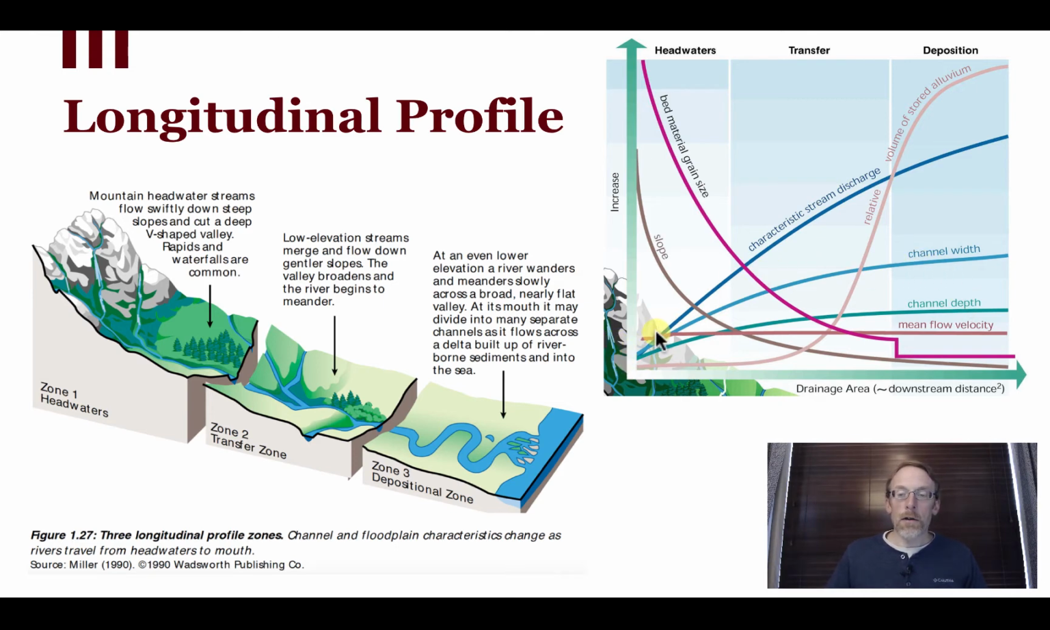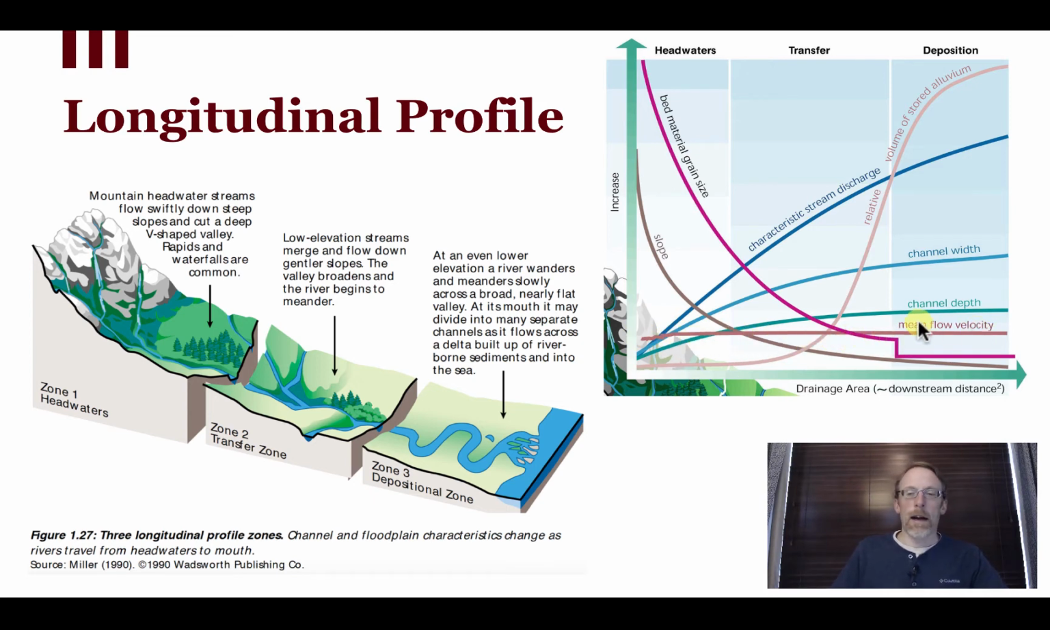The graph also shows you the longitudinal change in these other processes. Discharge generally increases in the downstream direction. That makes sense, that's intuitive. Channel width increases, think about that. The Mississippi River is wider in southern Louisiana near its mouth than it is where the stream begins in northern Minnesota. Depth generally increases. The Mississippi River is deeper as you go downstream. The one that's maybe not intuitive on this graph is the mean flow velocity.